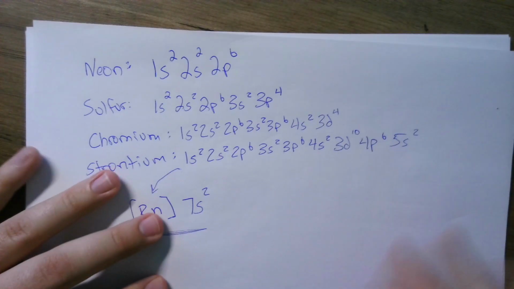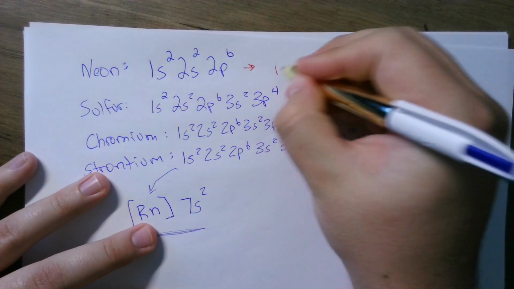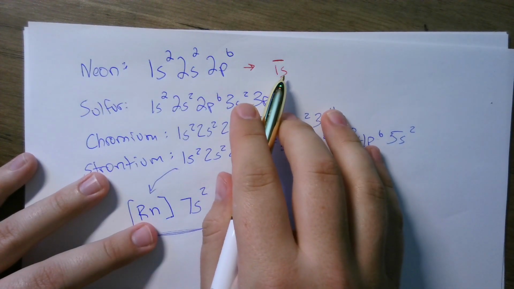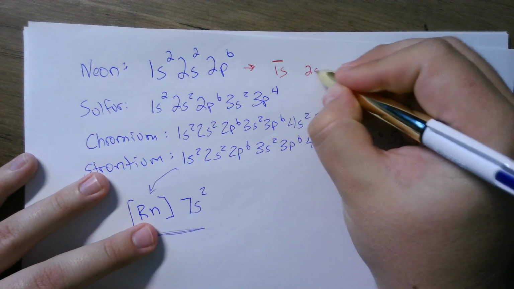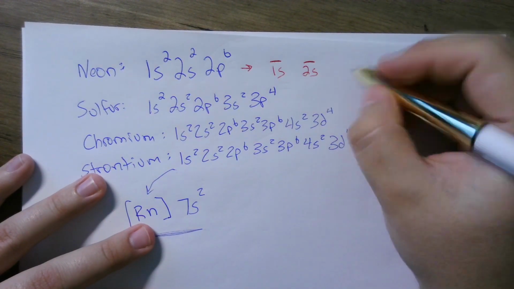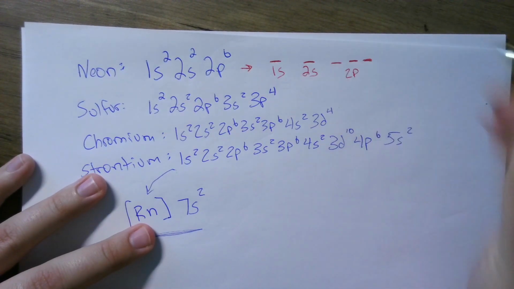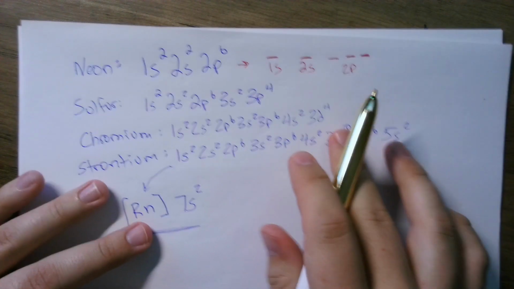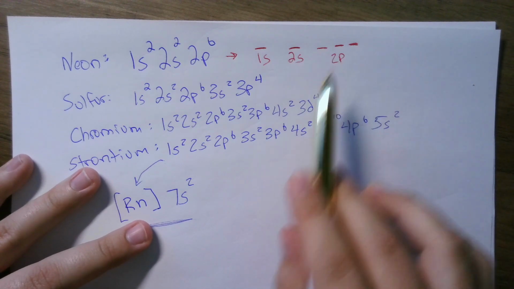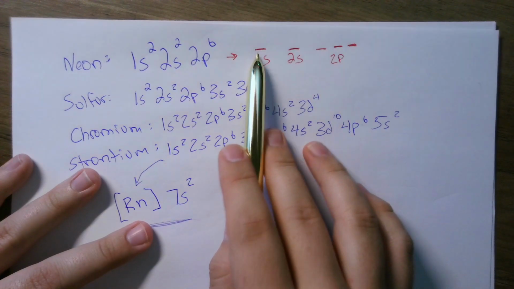So let's start with neon up here. What you're going to do instead, it's going to be the exact same. It's going to be 1s, but instead of putting the 2, draw a line above it. For the 2s, you're going to do the same thing. Draw a line above it. And for the 2p, you're going to do the same thing, but p orbitals we learned have 3 spots to put electrons, so p's get 3 lines to put electrons on. S's get 1, p's get 3, we'll learn that d's get 5, and f's actually get 7 lines. Each of these lines is an orbital.